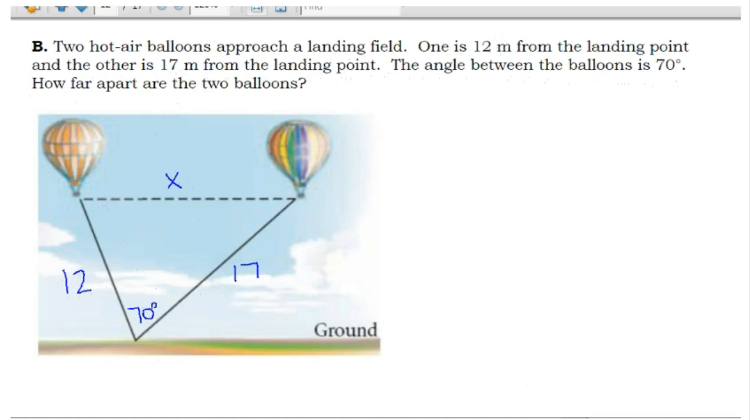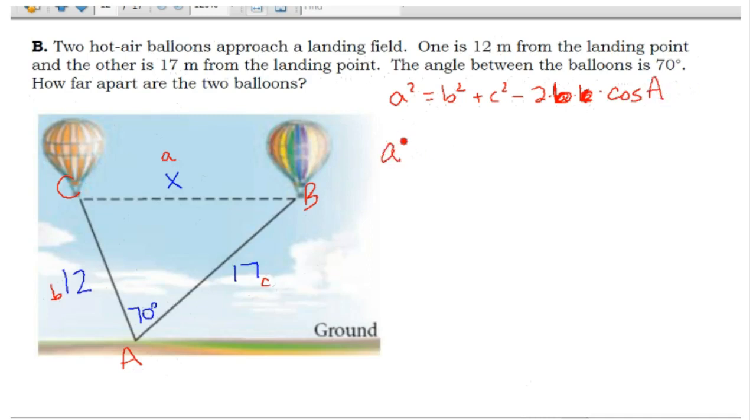So I can add letters to this triangle just to make it easier if I want to. I'll just call this angle A. I'll call this angle B, which makes this side B. I'll call this angle C, which makes this side C. So my X is really side A. My formula above to solve for side A is a squared equals b squared plus c squared minus 2 times b times c times the cosine of angle A.